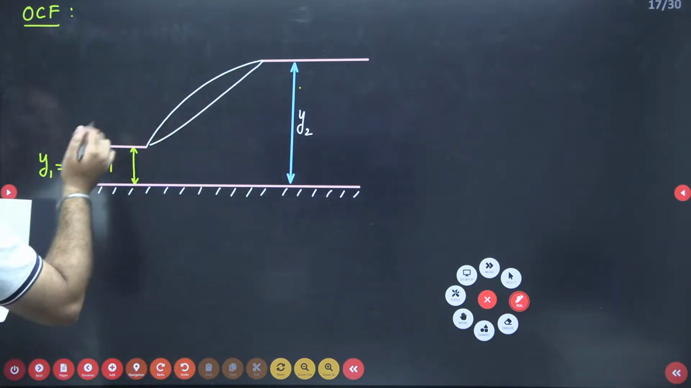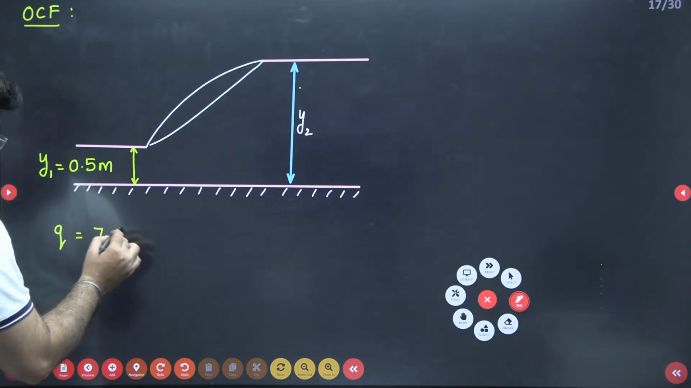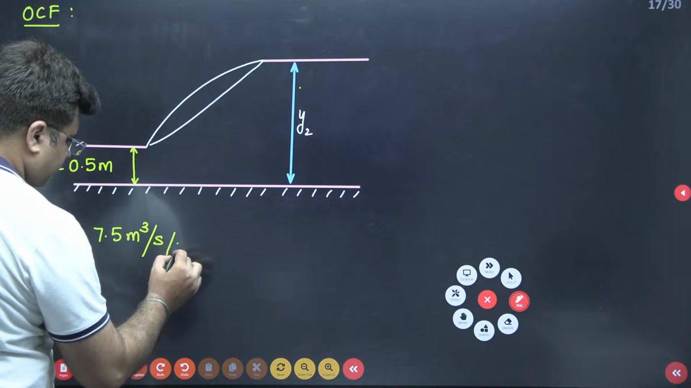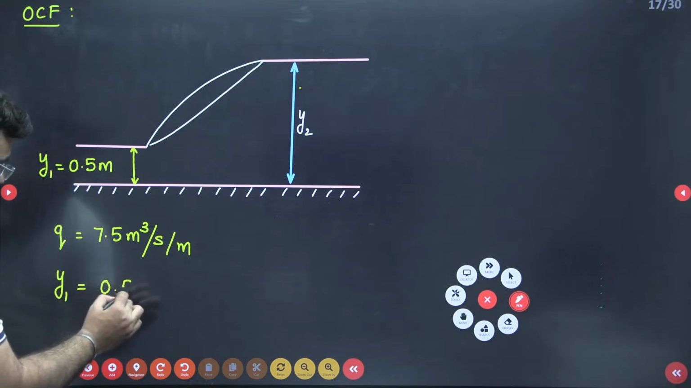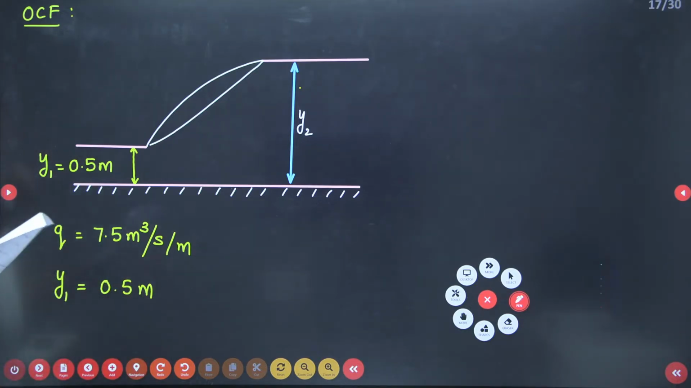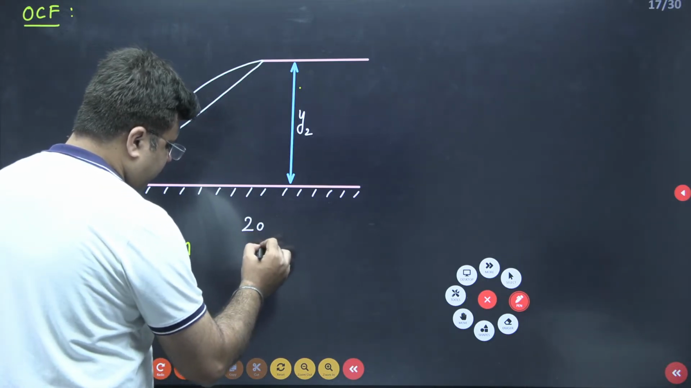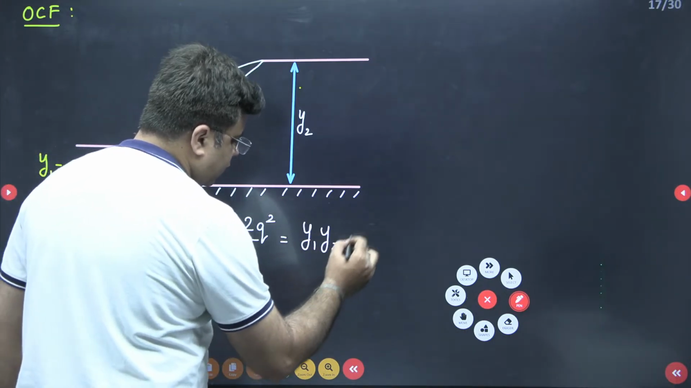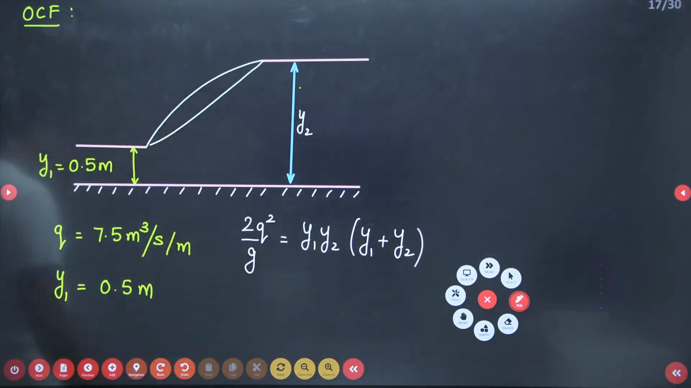The discharge per unit width, small q, is given to you as 7.5 meter cube per second per meter. And the value of y1 is 0.5 meter. Now, how to calculate this sequent depth y2? You have a direct relation which says that 2q square by g is equal to y1 y2 into y1 plus y2. Simple. You just have to put the values in this formula and you will get the answer directly.